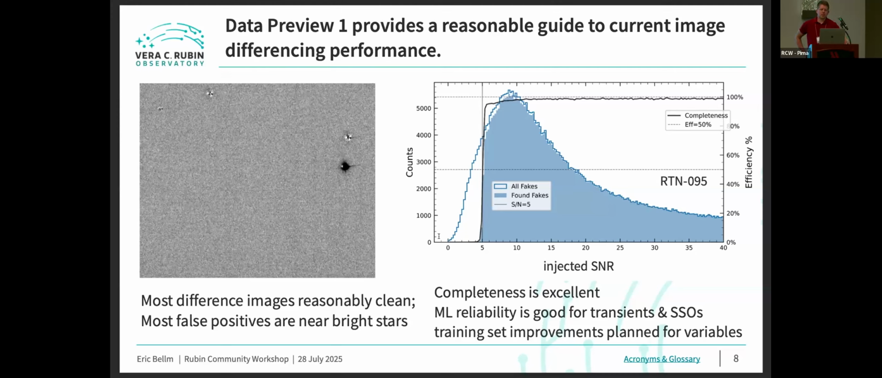This is injections of point sources, and we have a machine learned reliability or real bogus scoring system that is showing good performance on transients and solar system objects. And we know that we need to improve on variable stars because they weren't included in the training set. So we're making plans on that going forward. Again, there'll be an update in the Science Pipelines session on Wednesday.